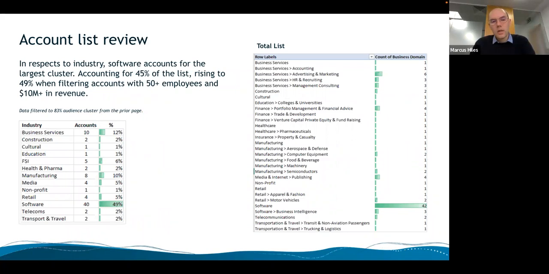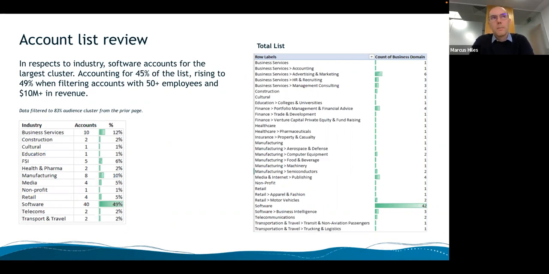And this just gives you a slightly different view of the data as well. So we ran it through the verticals essentially to understand where the account sat. There was a large cluster within the software industry, and then when we paired that on top of the prior data, so understanding that a good opportunity for us was 50 plus employees and 10 million in revenue, we saw that actually increased to 49% of the accounts within that segment.